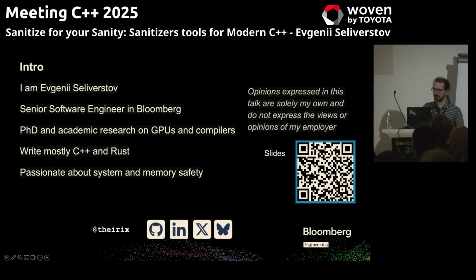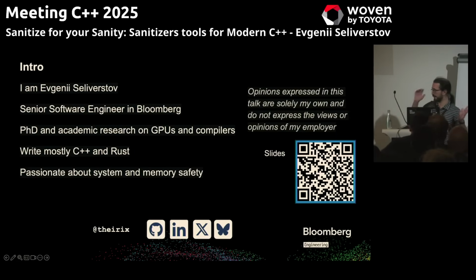So, my name is Evgenii, the second name is unpronounceable. I work in Bloomberg, and I got a PhD in some kind of academic computing with GPUs, LLVM, not LLM. It's a major distinction. And I write mostly C++ and Rust, and I'm truly passionate about safety with memory, with languages, with systems. So we'll be talking about this.